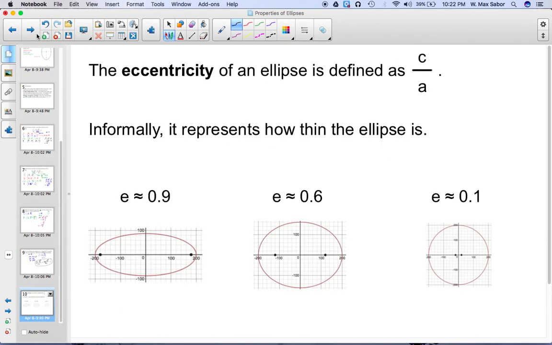One last piece. Eccentricity rarely comes up, but it's defined as c over a. Informally, it represents how thin the ellipse is. So here's a wide ellipse and it has 0.9. That means c is very close to a's value. Here, it's a little wide, and here it's almost a circle. If we had the eccentricity being 0, that would mean both the foci were in the same place.